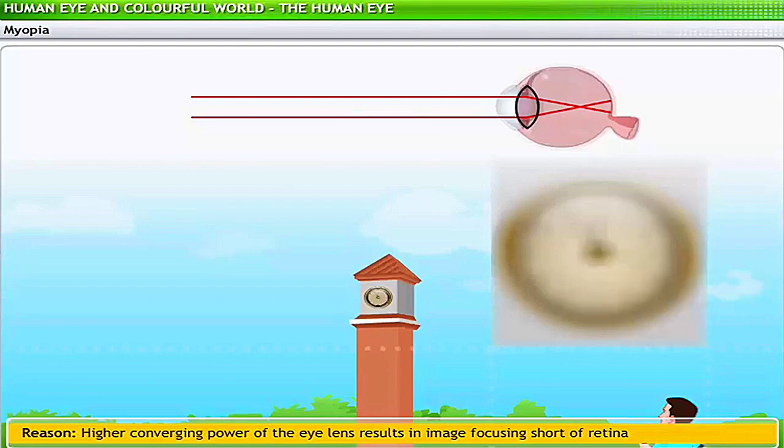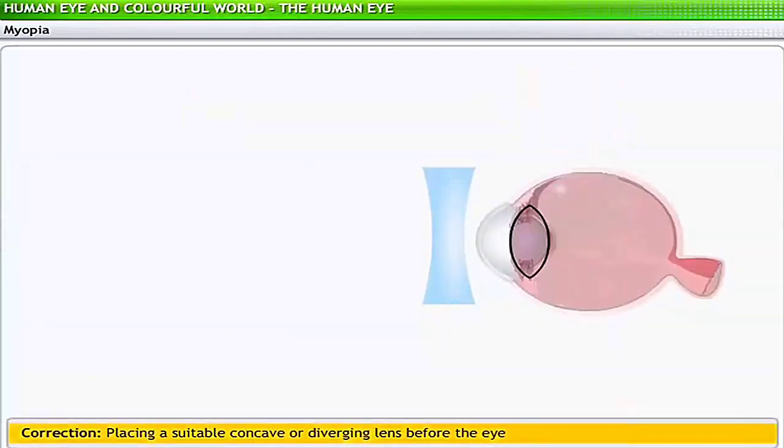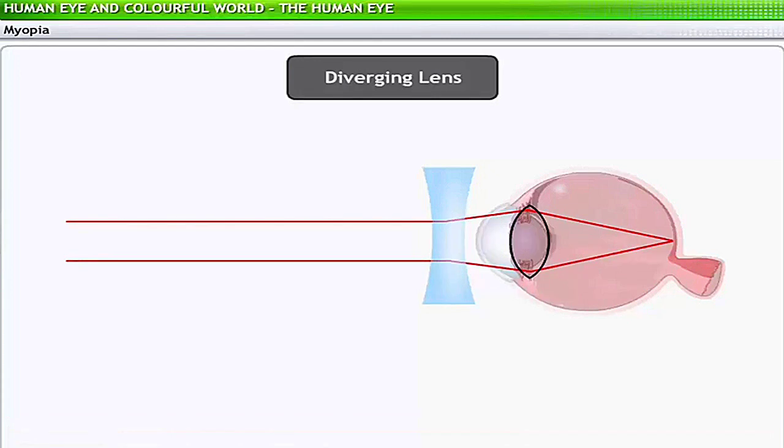So, how can you correct myopia? Myopia can be corrected by placing a suitable concave lens in the line of sight. When this is done, the parallel beam of light reflected from a distant object is first diverged by the concave lens, and then converged by the eye lens to focus on the surface of the retina.